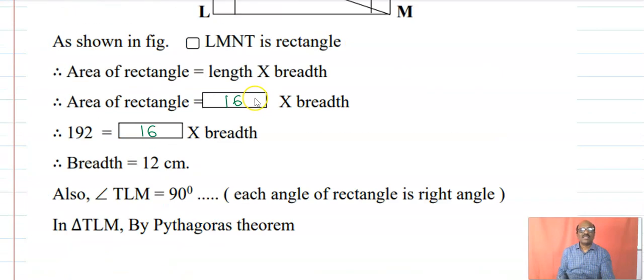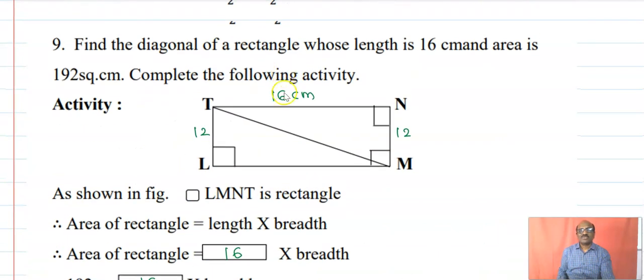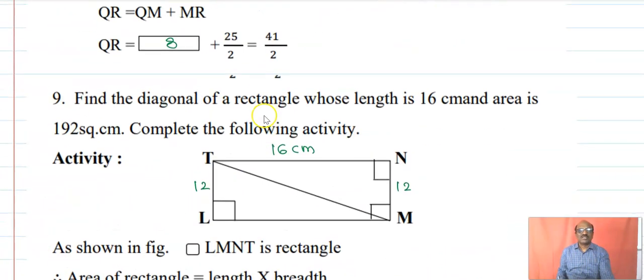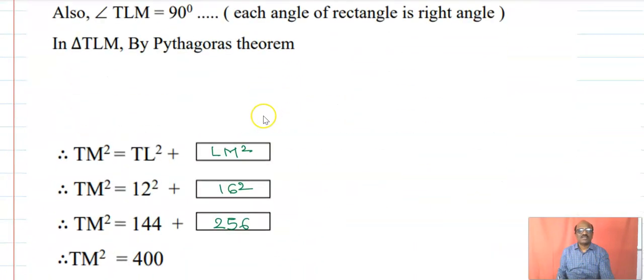But what is the LM? LM is equal to 16. Definitely 16. 16 square, and what is 16 square? That is 256. Their total is 400, and therefore TM is equal to 20. Easy activity, is it? तुम्हाला ते सहज जमू शकणार आहे.